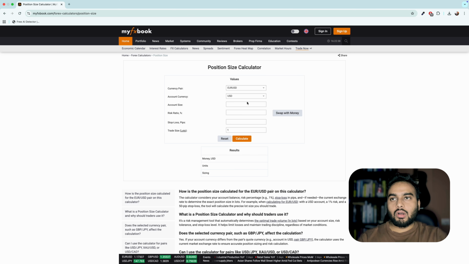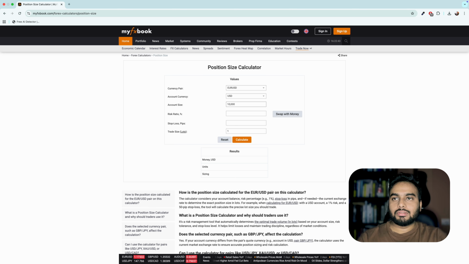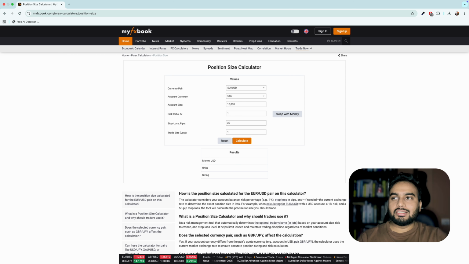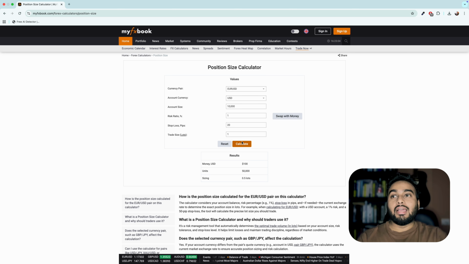Now account size is $10,000. Risk is 1%. And your stop loss is 20 pips. The pair is already selected, which is EUR/USD. Now all we need to do is hit calculate and it tells me to trade 0.5 lots. What does that mean? If the market moves 20 pips against me, I lose about $100, exactly 1% of my account. This is how professionals size trades.